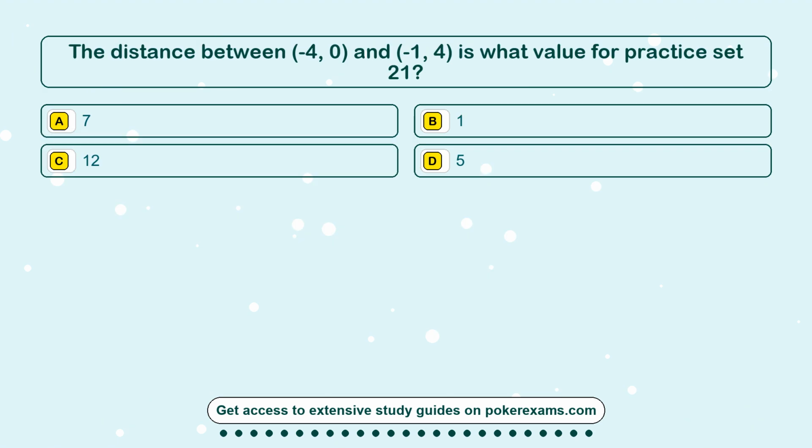Question 16. The distance between (-4, 0) and (-1, 4) is what value for practice set 21? Option A, 7. Option B, 1. Option C, 12. Option D, 5.